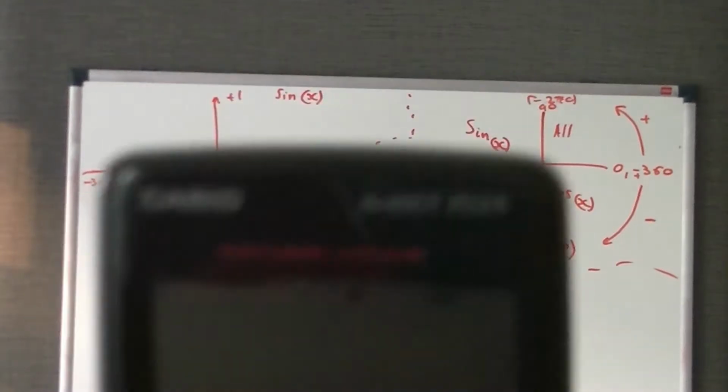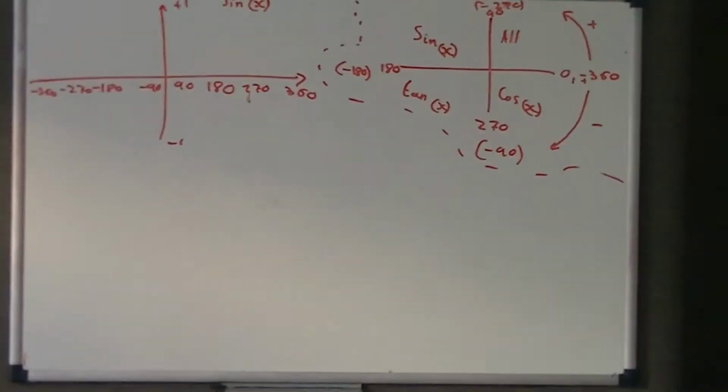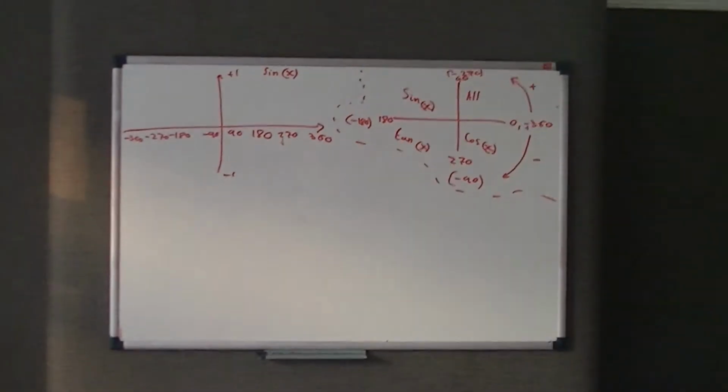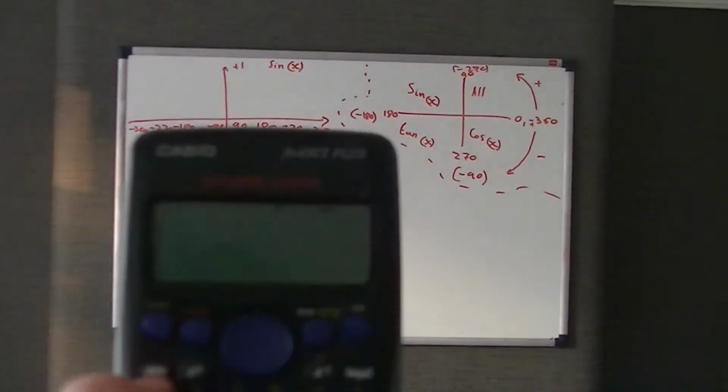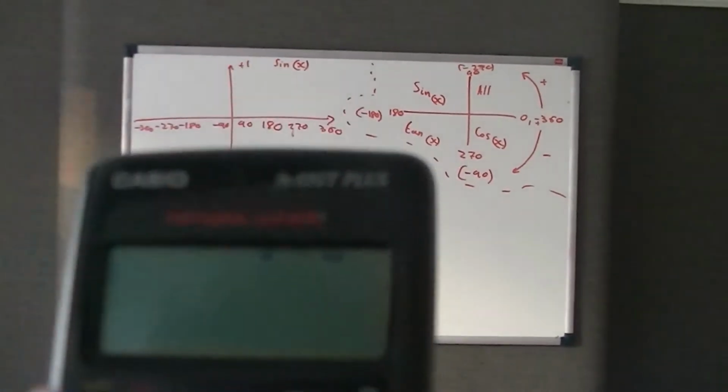If you've got one of these Casio calculators, you press, sorry, I'm just trying to go through this as easily as I can. So you shift. Oh wait, no, you don't shift. It's just the sine button there. It should say sin on your calculator. You type minus 360.